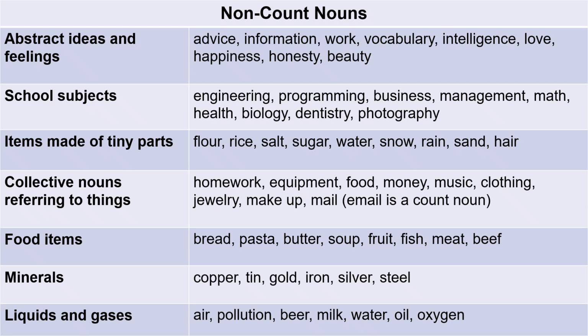Certain categories of nouns are usually non-count. The categories include nouns for abstract ideas or feelings, school subjects, items made from tiny parts, collective nouns referring to things, many food items, minerals, liquids, and gases.